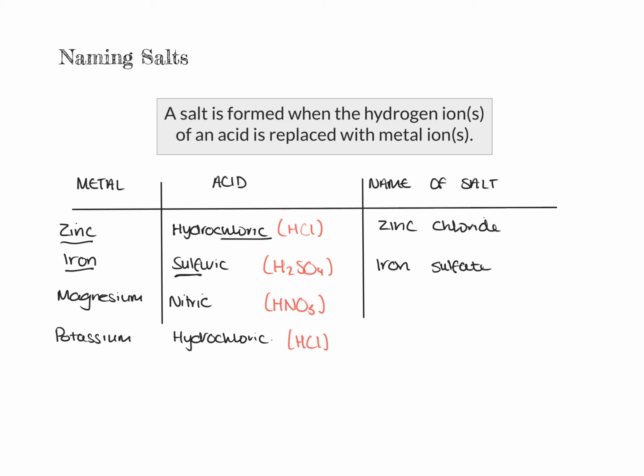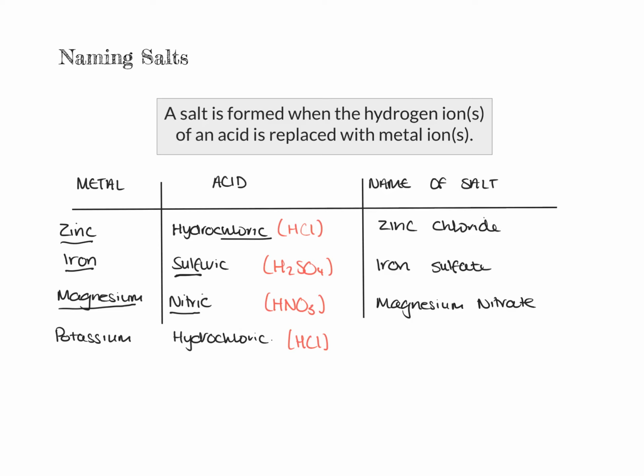Okay. Next one is magnesium. So again, nitric acid is HNO3. You could also think of it as hydrogen nitrate. But we're going to replace the hydrogen and we're going to put the metal in instead, which is magnesium. So instead of hydrogen nitrate, you're actually going to have magnesium nitrate. So that's the name of the salt. So your magnesium comes from the metal, and your nitrate, there's a clue in the name of the acid.